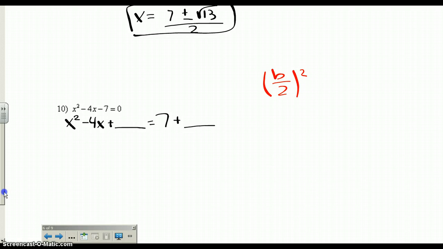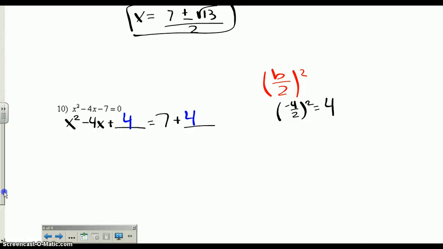So if my b is negative 4, then I'm going to put negative 4 over 2 squared. So negative 2 squared is 4. That's what's going to fill my blank. And remember, what I do to one side, I have to do to the other. So I have to put it in both blanks.